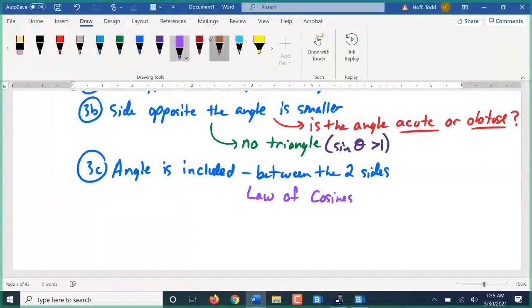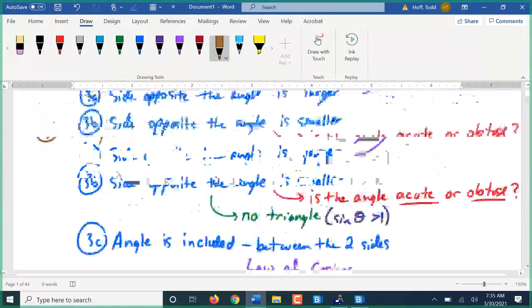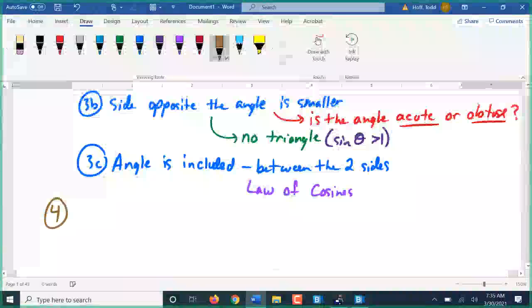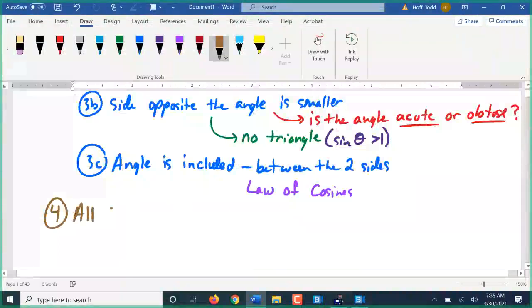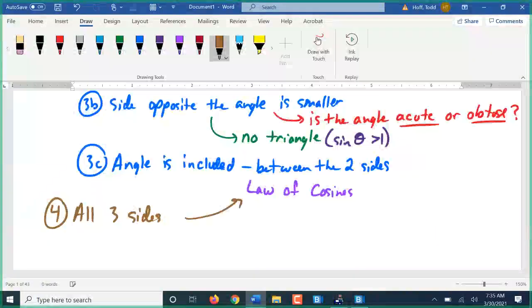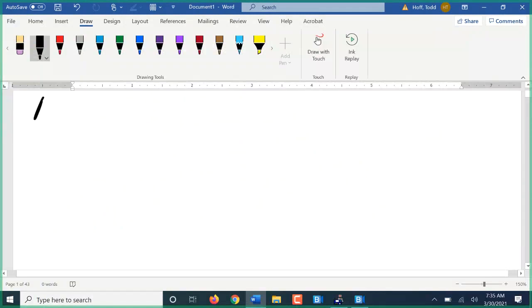And of course, there is a fourth case that we have not looked at at all yet, and this is where we know all 3 sides. And in this case, we're also going to be using that law of cosines. So before we get to that law of cosines, let's take a look at the most complex example of the law of sines, where we have two sides and an angle that's opposite the shorter of the two sides.